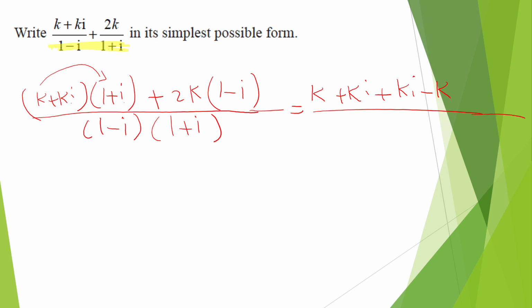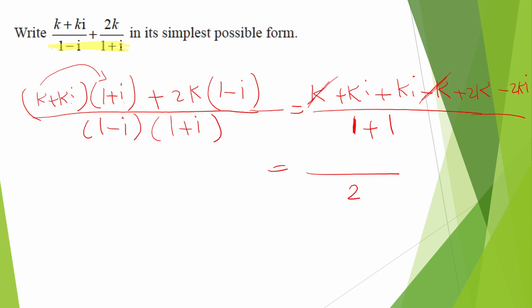Because i times i is negative, so therefore -1, that's why we have negative k, and then plus 2k minus 2ki. And then the bottom, we know when we multiply by the conjugate it is the square of the first term plus the square of the second term, which is again 1 because we only have i, so we've got 2. And now collecting like terms, so the denominator is 2. Now we collect like terms, so you've got this k with that negative k will disappear.